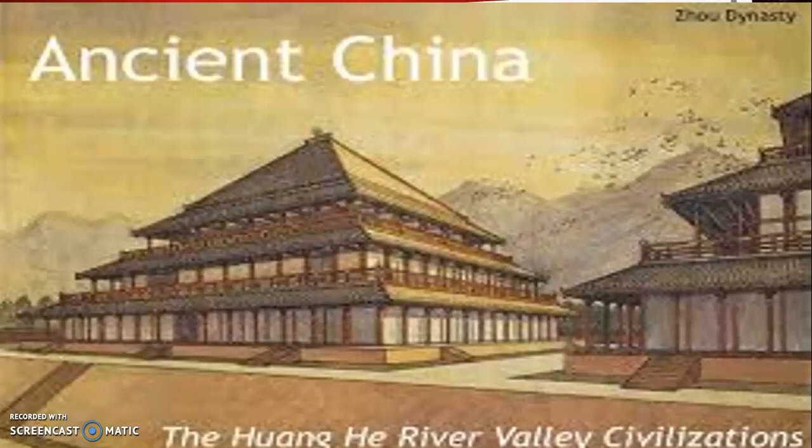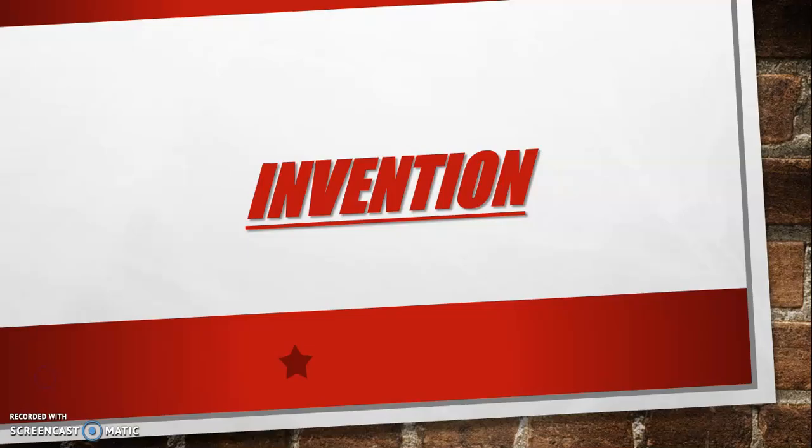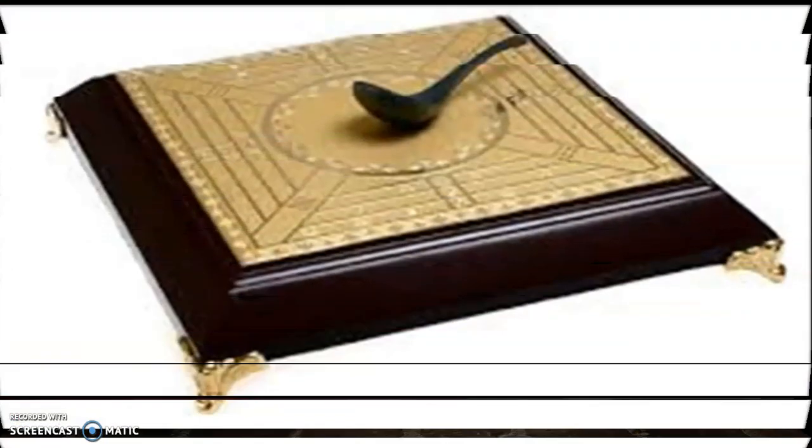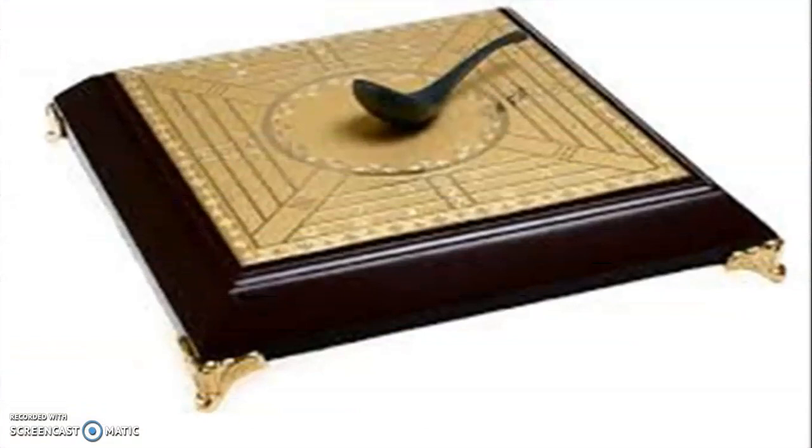Now come to the next topic, sciences. This is a very important topic. Chinese people had advanced knowledge of science and they worked in every field of science. They used both solar and lunar calendar. In Chinese civilization, they invented many instruments. You can see all the inventions. Here you can see the inventions.